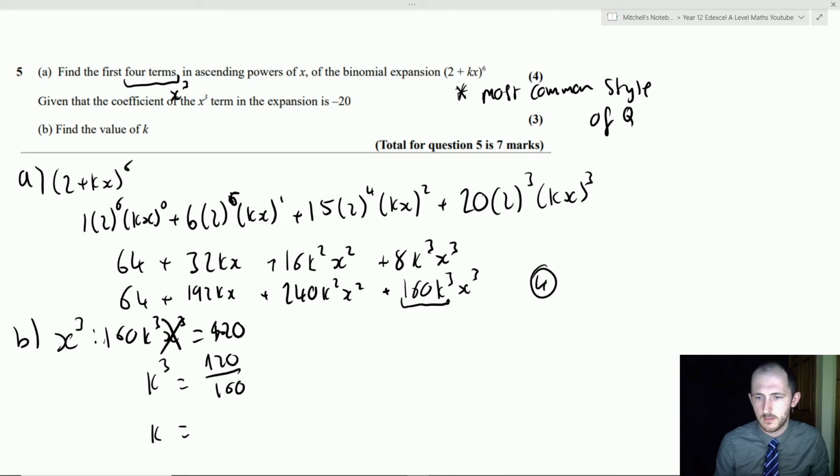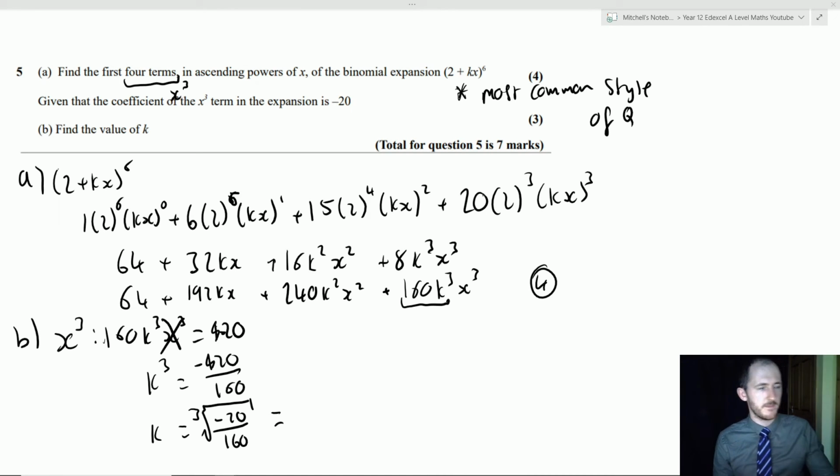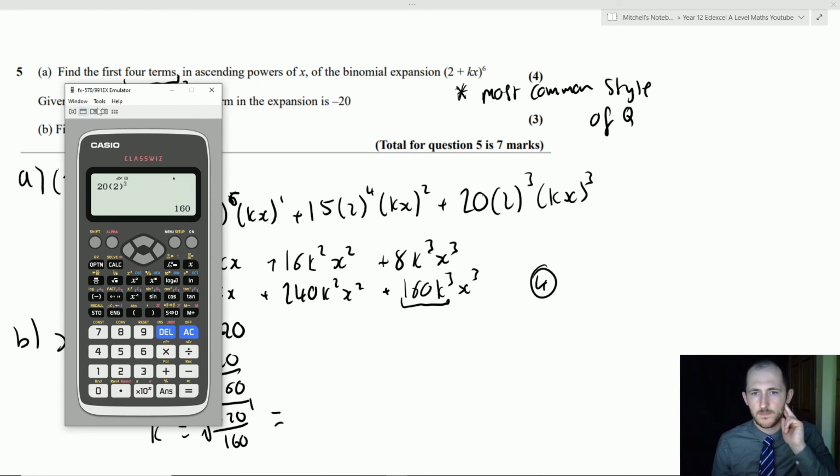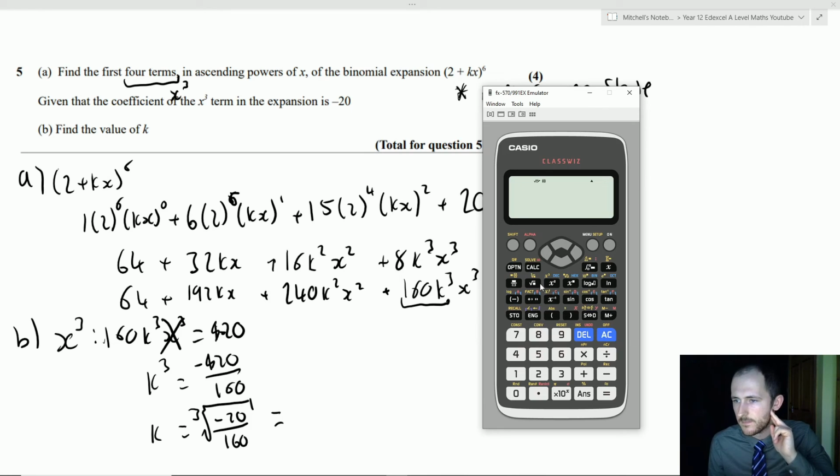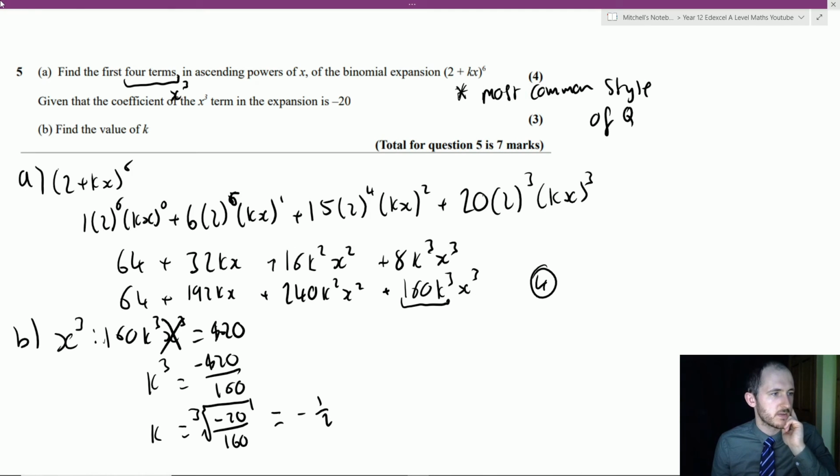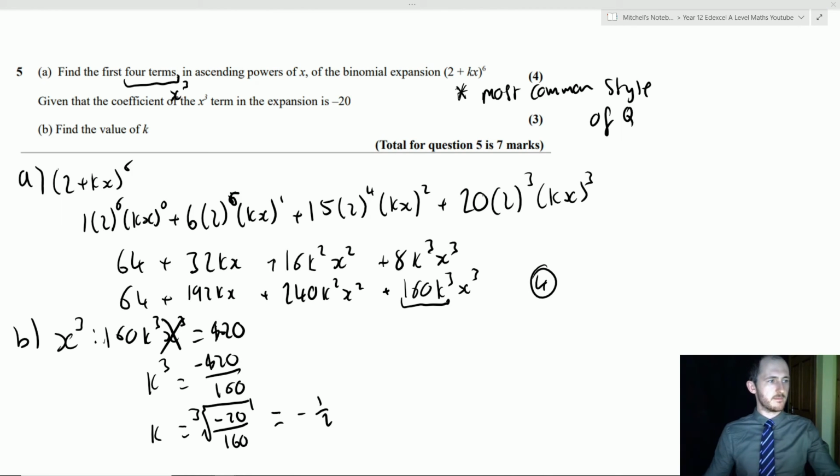Whoops. The cube root of negative 20 over 160. And all you do is calculate that value. Okay, so again, we can get negative a half. And that's our answer. Not too shabby at all. Give a second just to have a think about that, make sure it's okay.